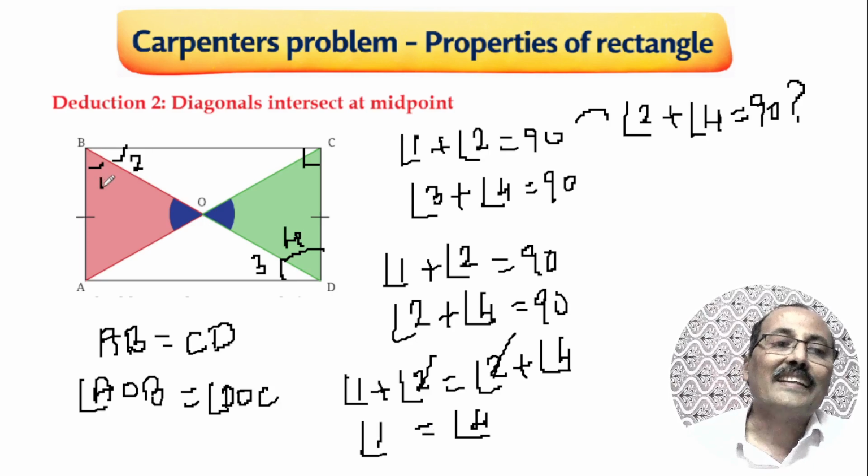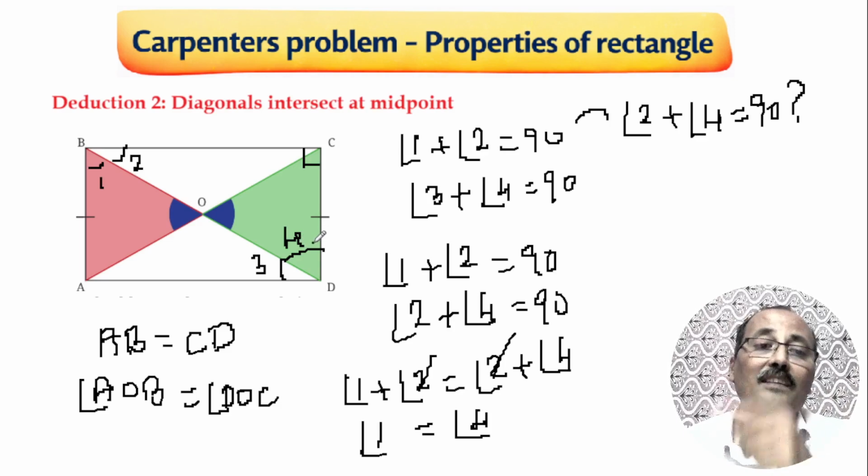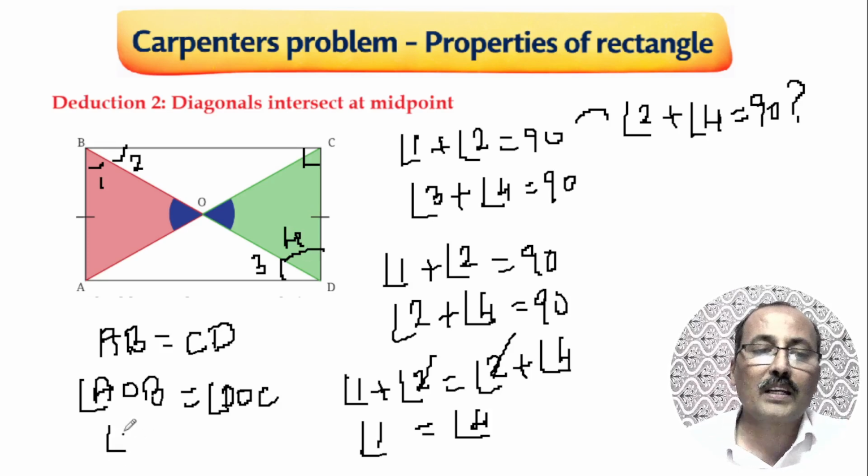That means these are the vertically alternate interior angles. But we don't want that one. We could have taken directly alternate angles. Now, without considering that property, we are directly proving that angle 1 and angle 4 are equal. Therefore, one more thing, we proved that angle 1 equals angle 4.